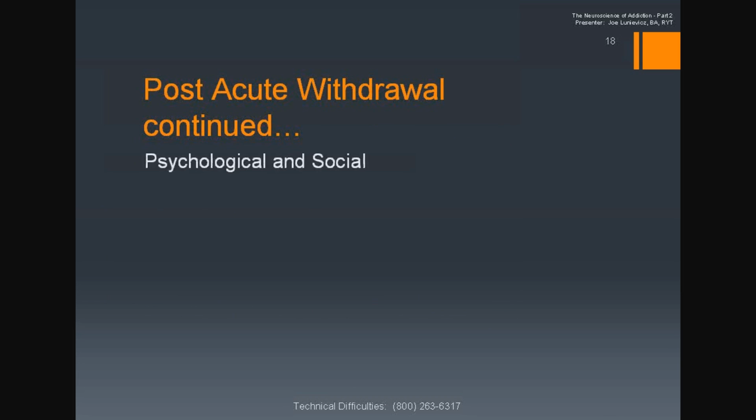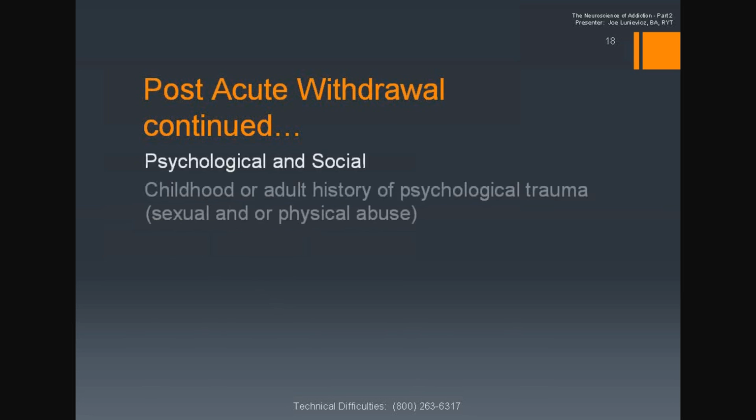And then if you look at the psychological and social, the psychosocial risk factors, you've got childhood or adult history of psychological trauma, sexual and or physical abuse. So tell me this then. I'm going to just take a moment, think about what the numbers are for, there's been a lot of research on, for example, sexual abuse of women in drug treatment. What do you think the number is of women who are in drug treatment who have been sexually abused as children? Let's just take a moment, get a number in your head.